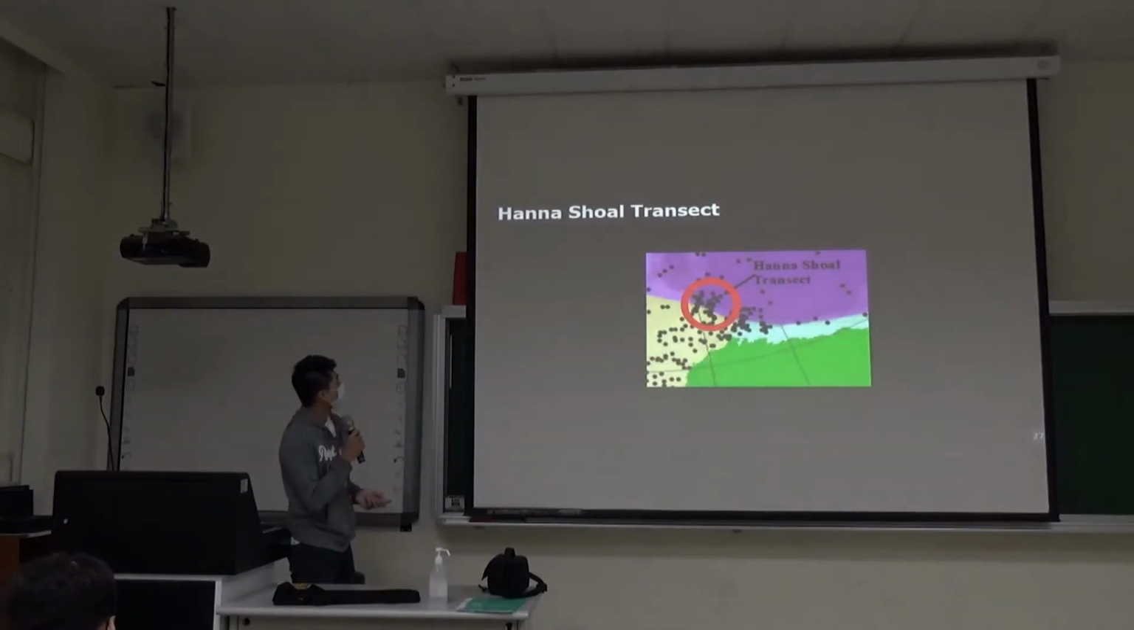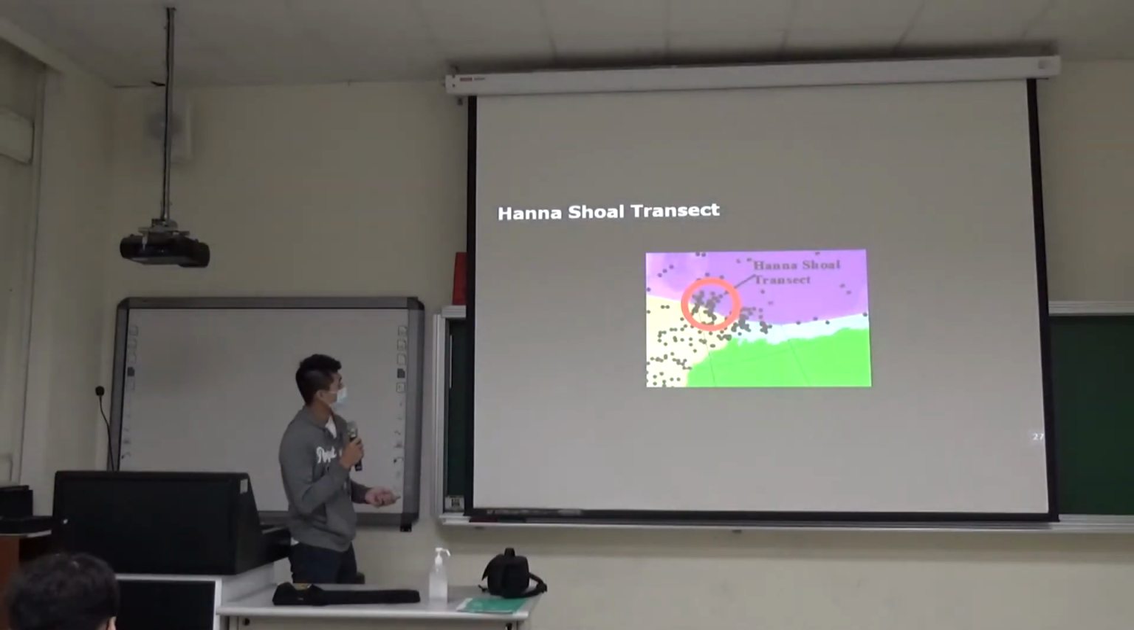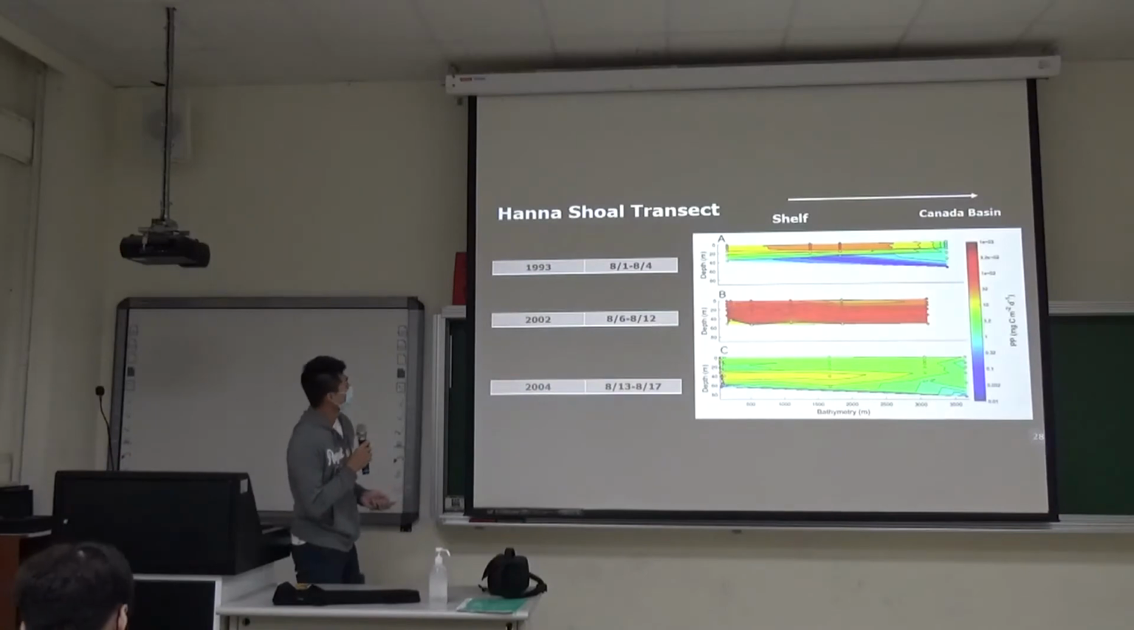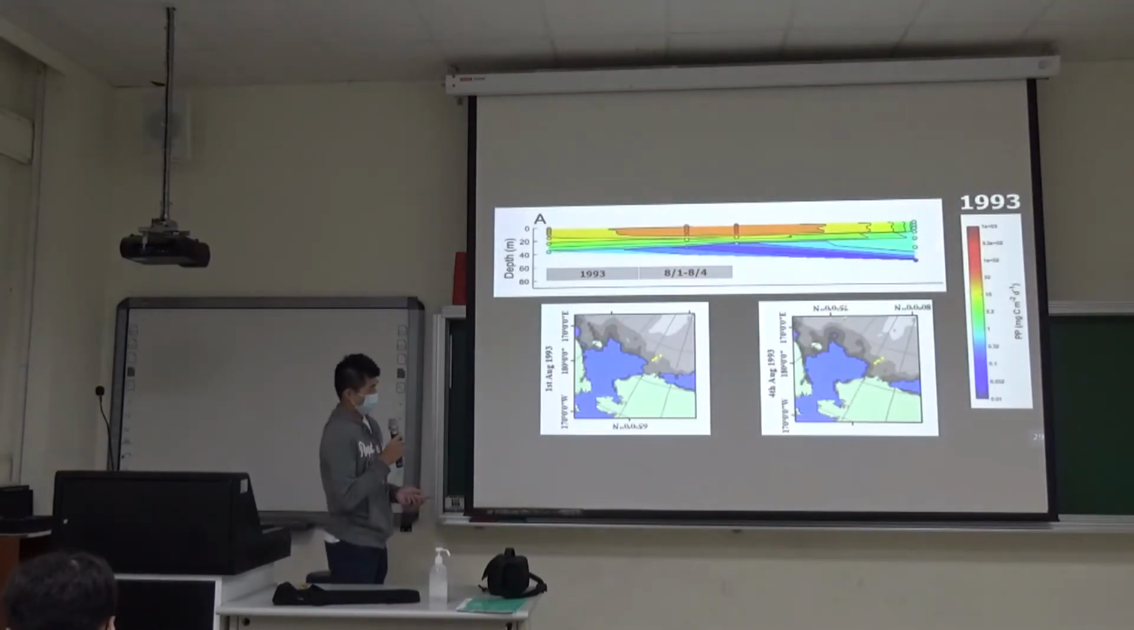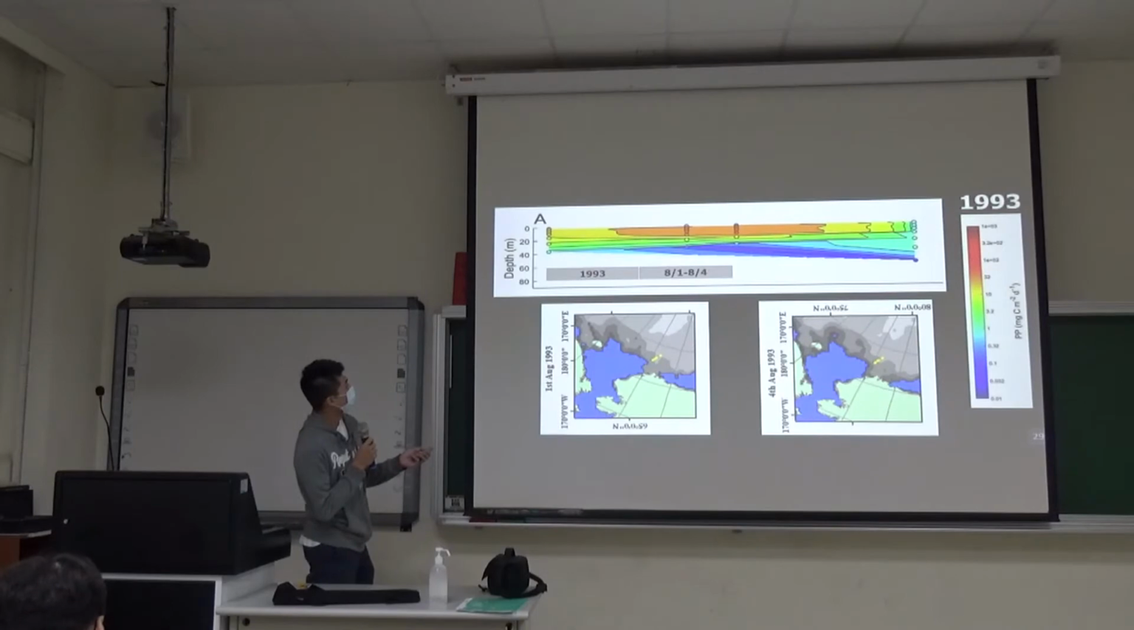The next we are going to talk about is the spatial variation. We collected at different times, 1993, 2002, and 2004, from the shelf to the Canadian basin. And we can see that in 1993, it was still covered by ice and the value is about 30, and is above 2 centimeters.